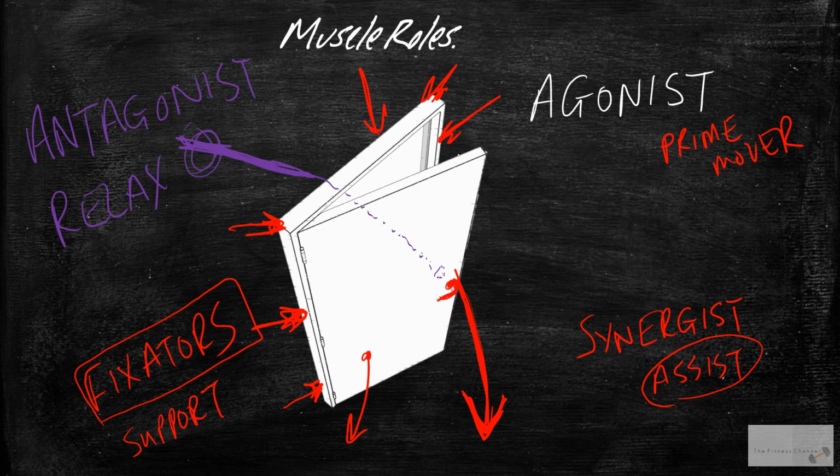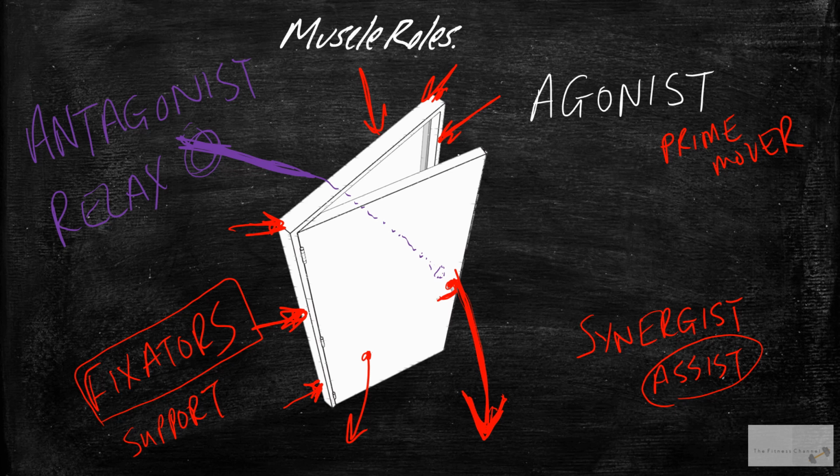And in this example, the desired action is opening the door. So in this movement, opening the door, the agonist would be the one pulling the handle here. The antagonist, the one that has to relax, would be attached on the opposite side of the door. The synergist would be attached here, and the fixators would just be holding onto that frame to provide any stability and prevent any unwanted movement.